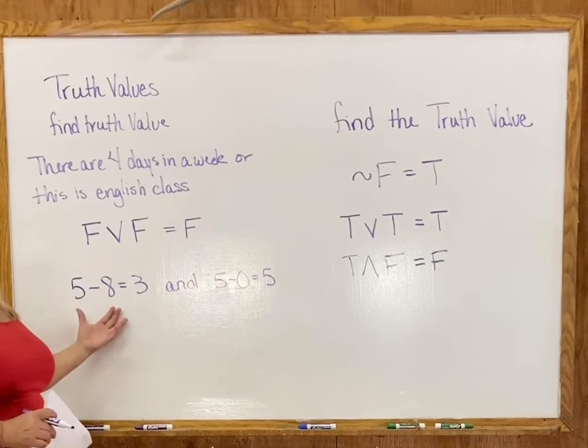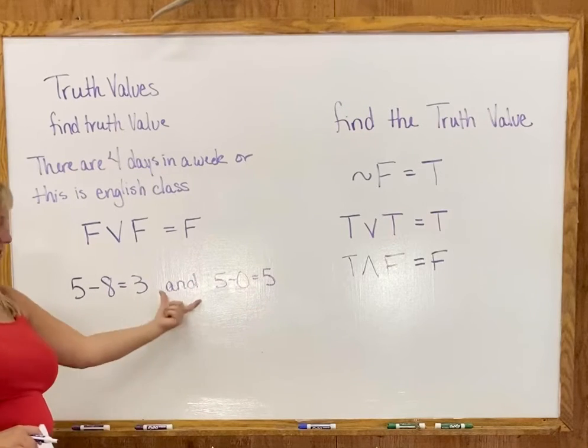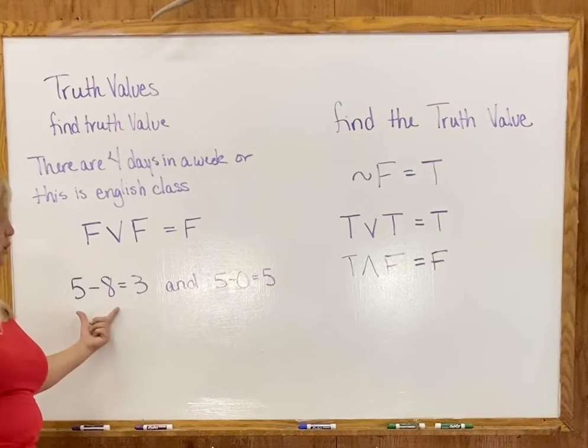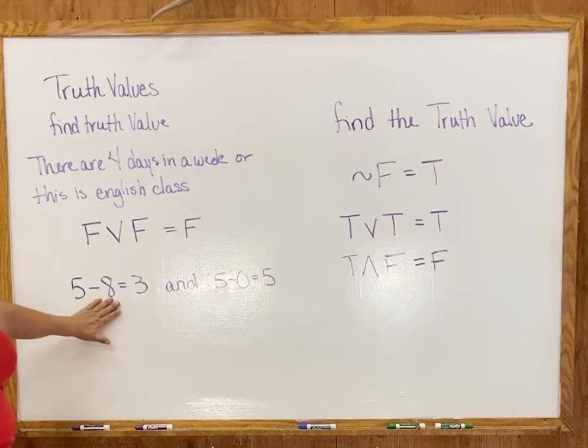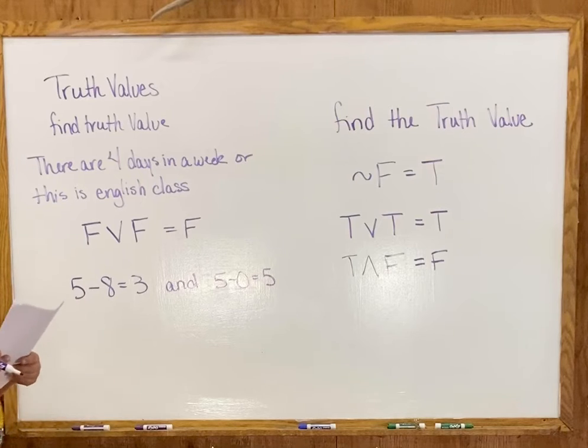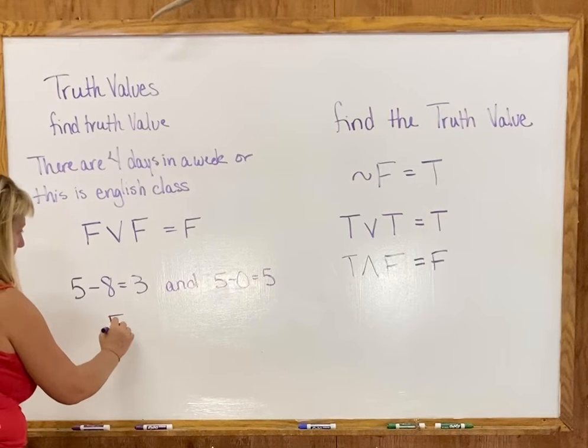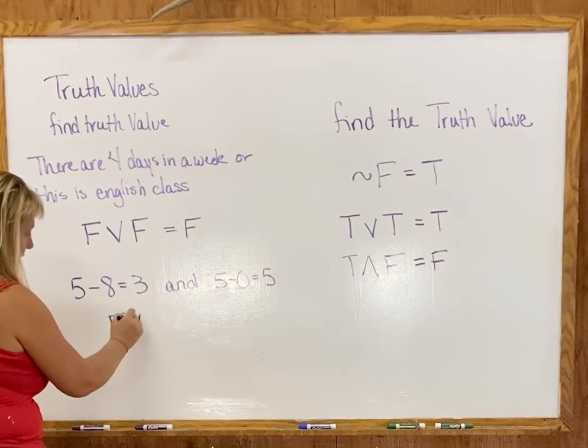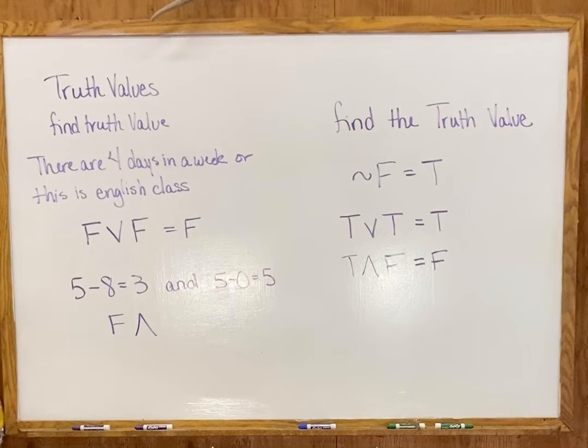So now we've got two mathematical statements hooked together with the word and. So our job is to decide, are these true or false? Okay, so 5 minus 8 is equal to 3. Okay, almost true, but not quite, right? So this guy gives us a false. Then the and turns into that notation, yes.